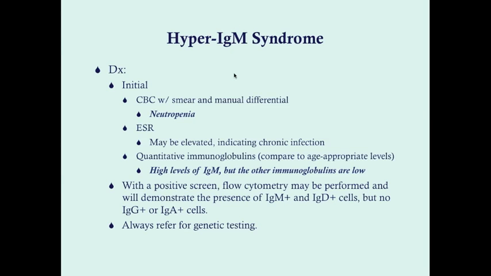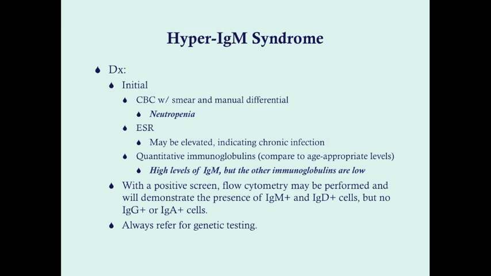SED rate will be elevated, indicating chronic infection, and then if you get quantitative immunoglobulins, you will see that there are high levels of IgM, but the other immunoglobulins are low, and that is practically diagnostic for hyper-IgM syndrome. You have an immunodeficiency, then you get immunoglobulins, and you see that IgM is high. Now, why do you have an immunodeficiency if one of these is high? Hyper-IgM syndrome is really going to be the answer to that, especially if it's high IgM. It sort of fits with the name, too.